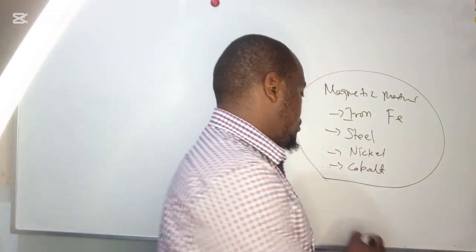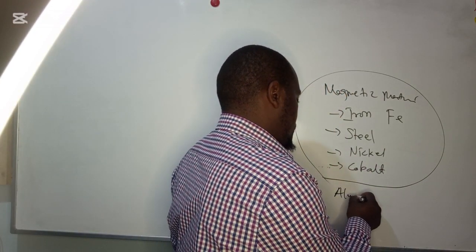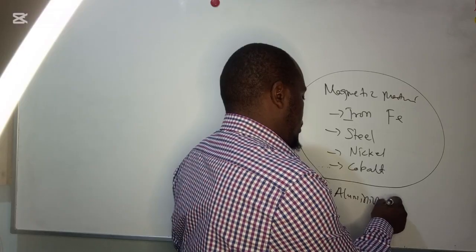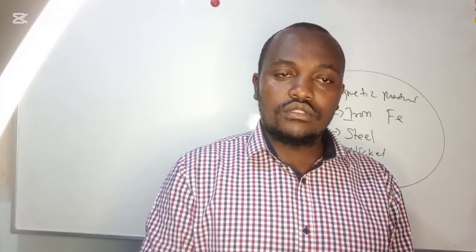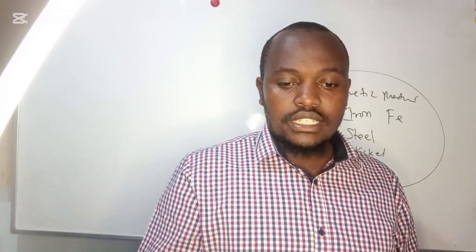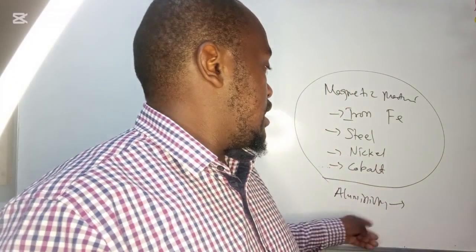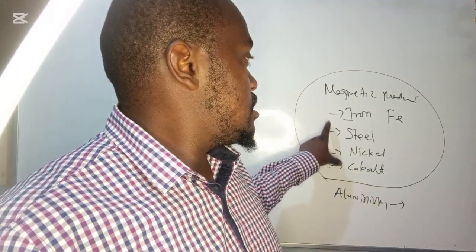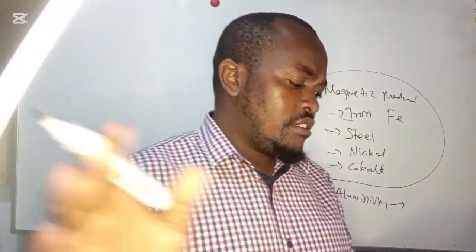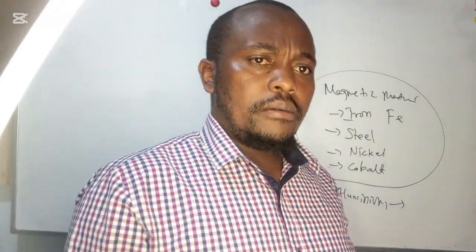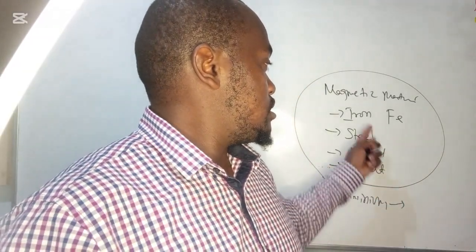However, don't be confused by aluminium. When you take a magnet and try to put it on an aluminium sufuria, it will not hold, it will not be attracted. Don't talk of wood, silver, gold, no. These are the only magnetic materials, the four of them.